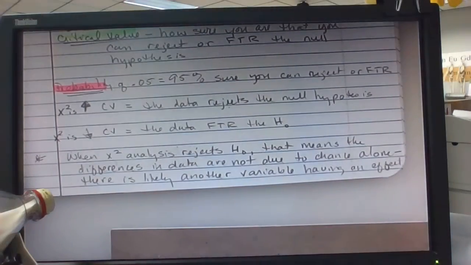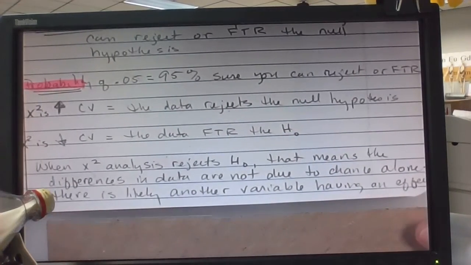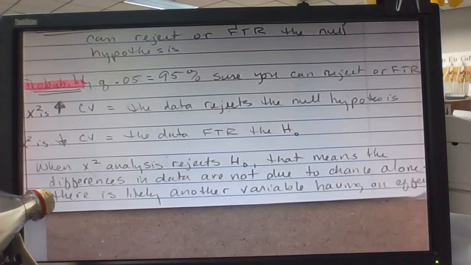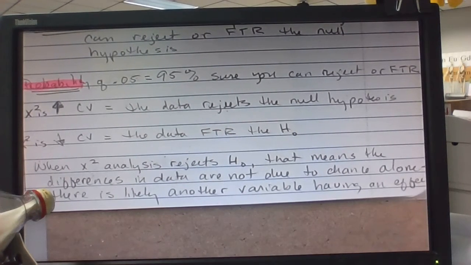All right, now you can write down: When the chi-squared analysis rejects the null hypothesis, that means the differences in the data are not due to chance alone. There is likely another variable having an effect.